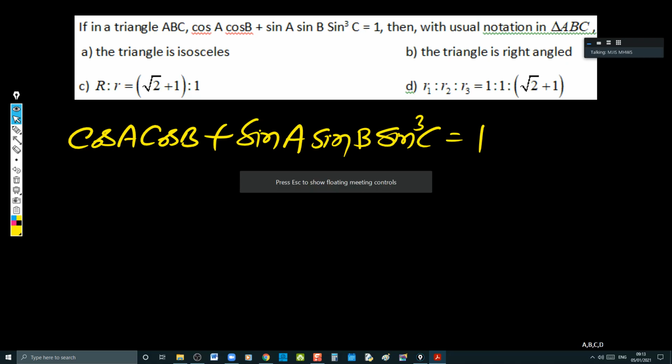Sin cube C is equal to 1. Is it possible to get 1 directly like that?